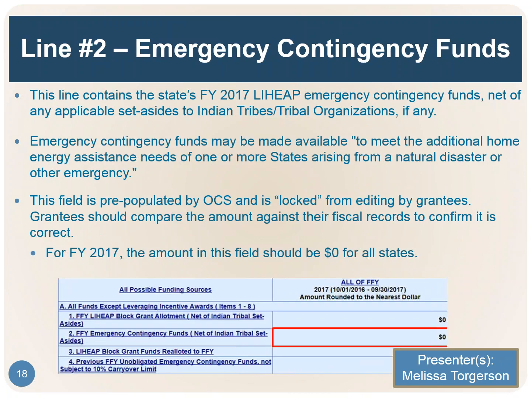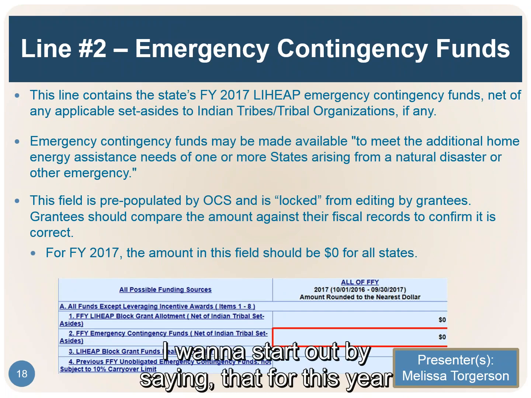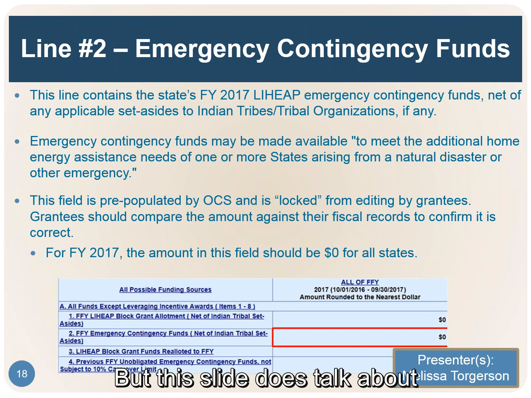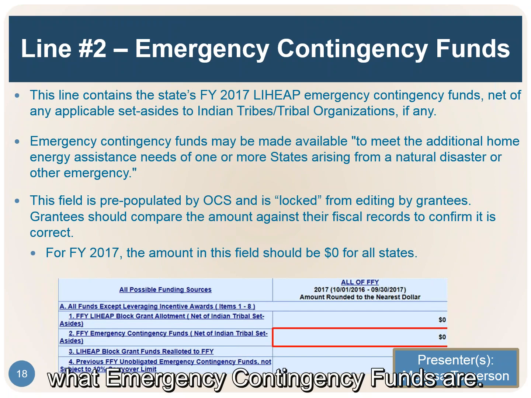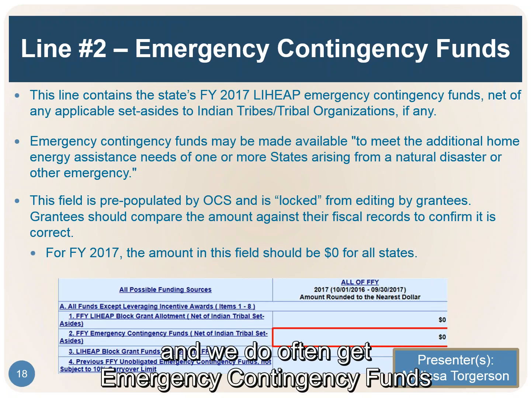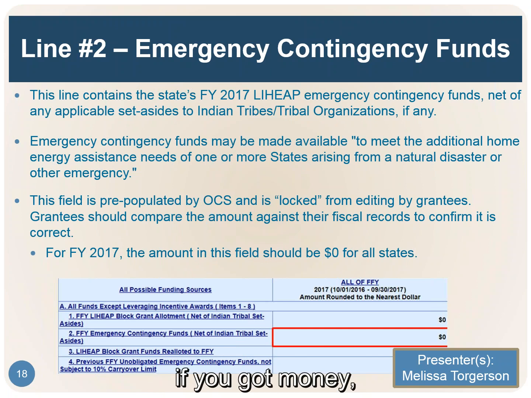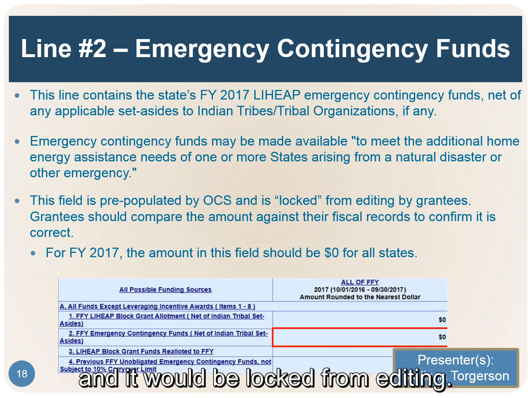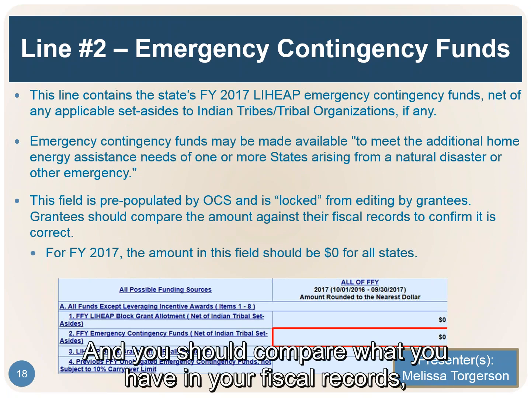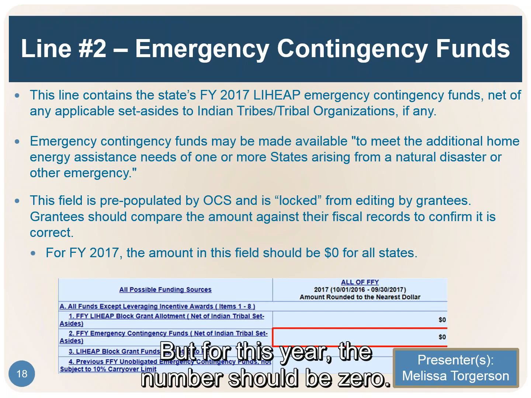Next slide. These are emergency contingency funds. I want to start out by saying that for this year, it's going to be zero for all states, but this slide does talk about what emergency contingency funds are. I know there are a lot of new coordinators out there, and we do often get emergency contingency funds during the year. In other years, if you got money, this field would be pre-populated and locked from editing, and you should compare what you have in your fiscal records to confirm it's correct. But for this year, the number should be 0.